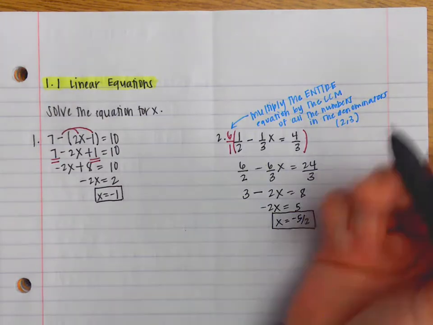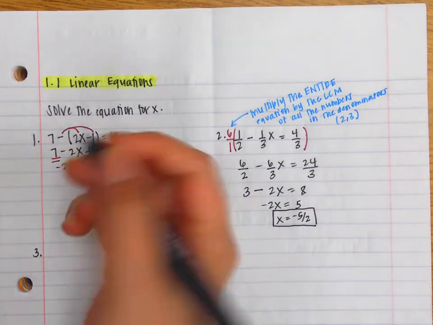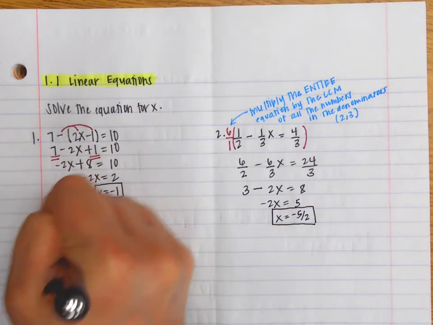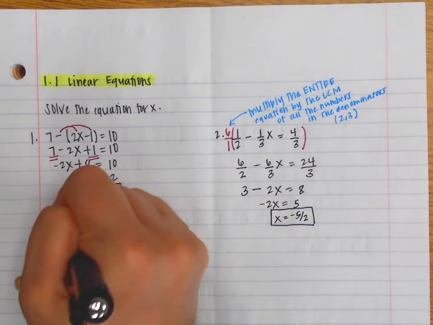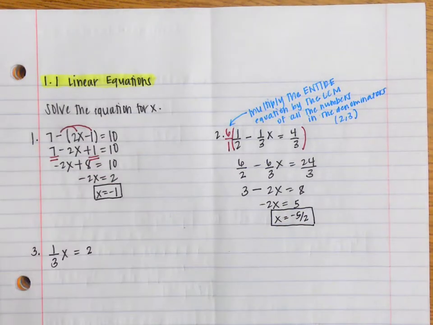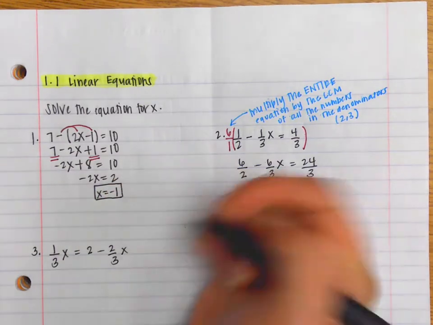Okay, let's try another example. If I have 1/3 x equals 2 minus 2/3 x.